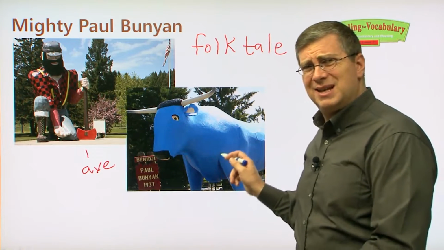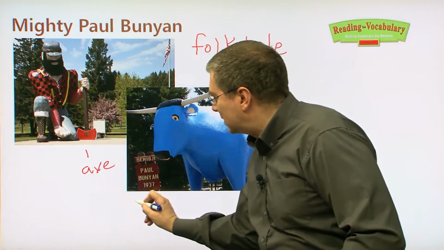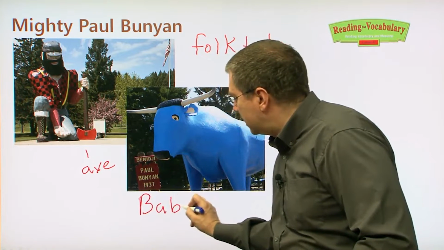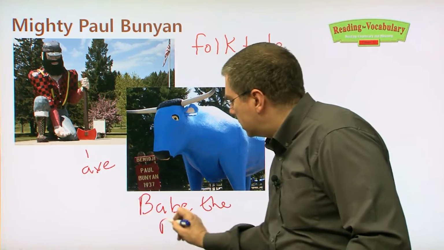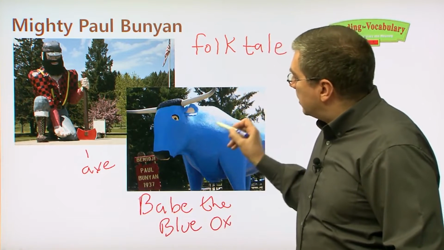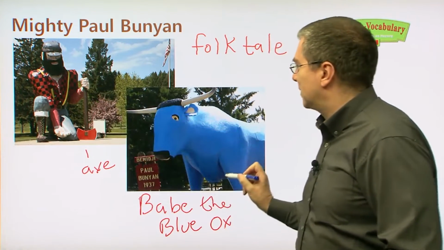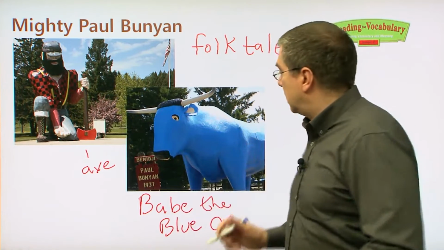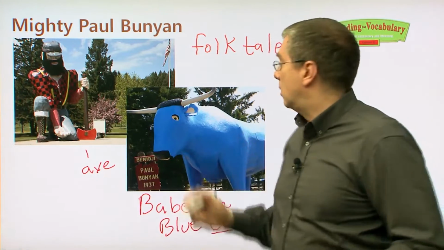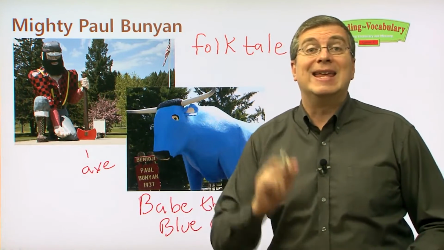But who's that? What is this? This is a big blue cow? Well, actually, it's not a cow, it's an ox. It's Babe, his name was Babe the Blue Ox. And we'll learn about his character later. But Babe the Blue Ox and Paul Bunyan, they were partners, right? They were friends, okay? An ox is like a cow, but it's a very big and strong cow with big horns, as you can see. So these are the characters we're going to learn about today in this lesson.